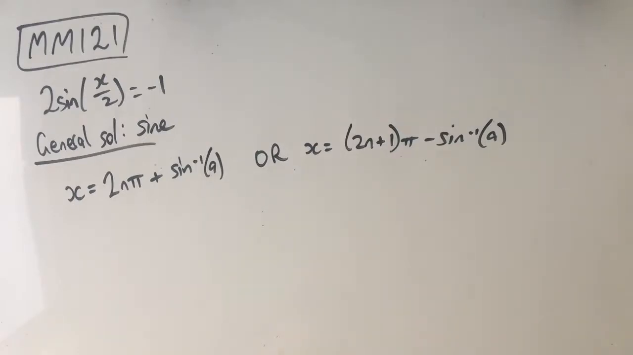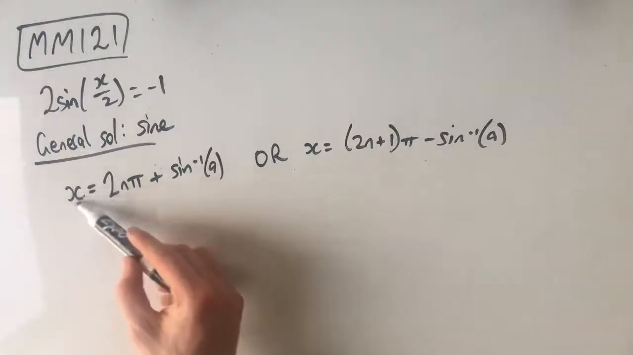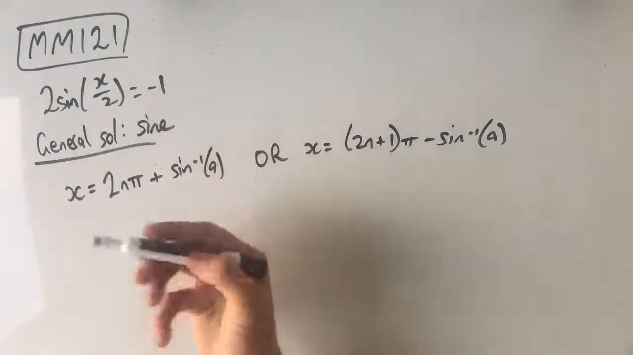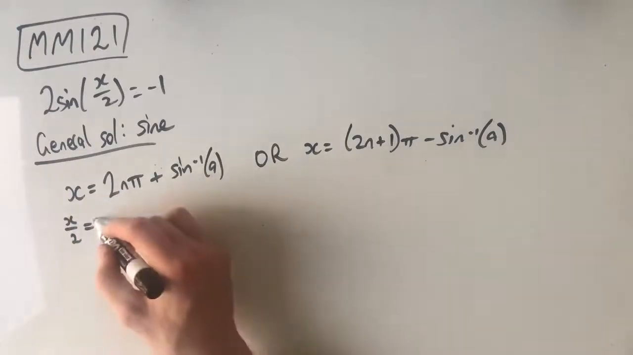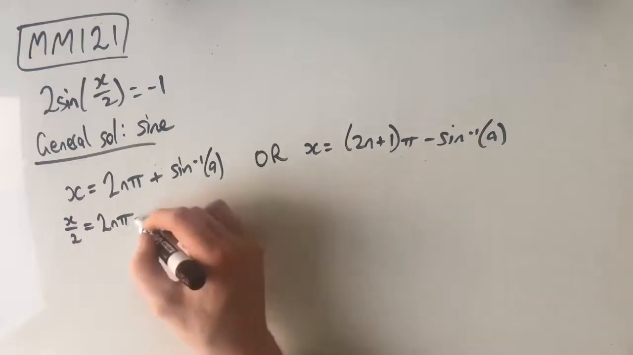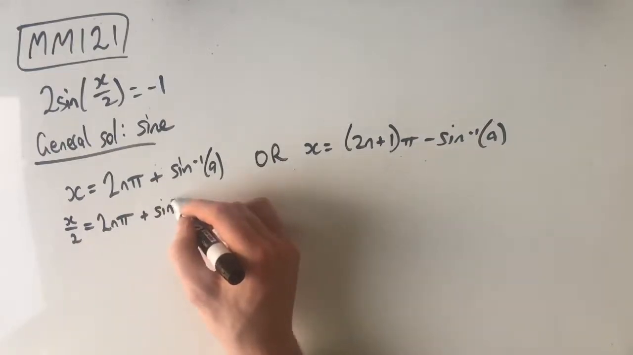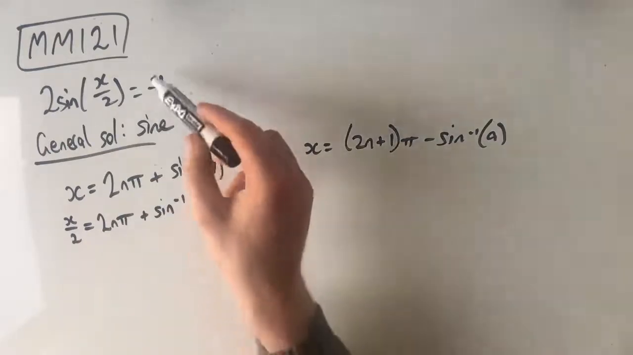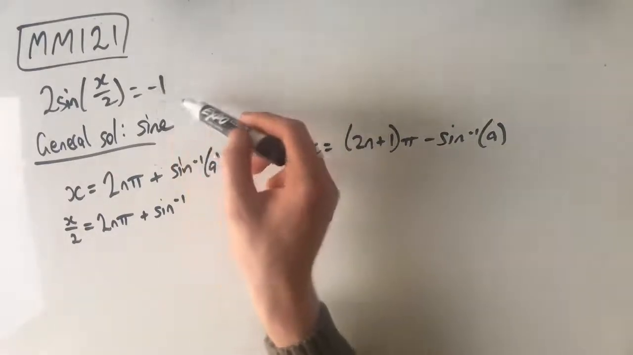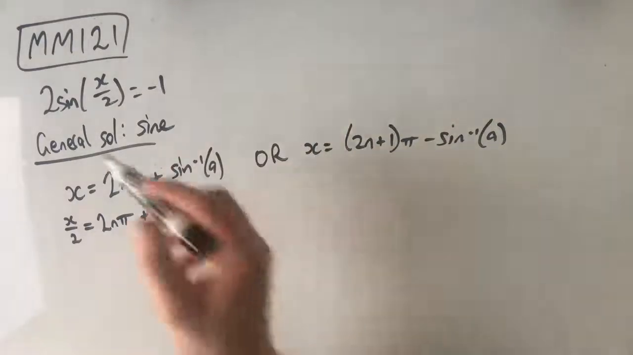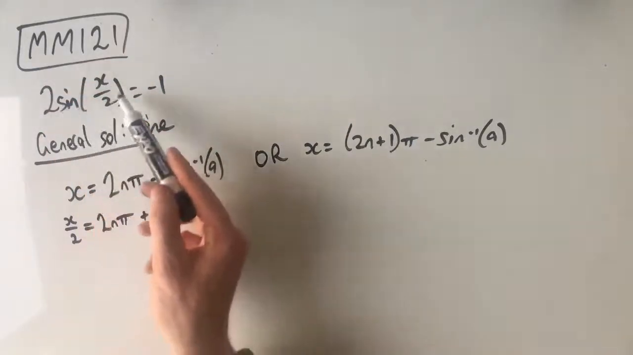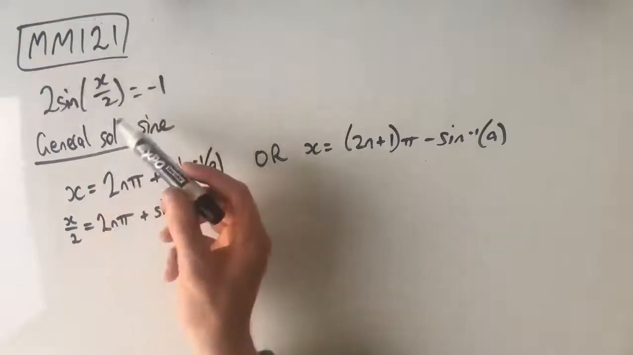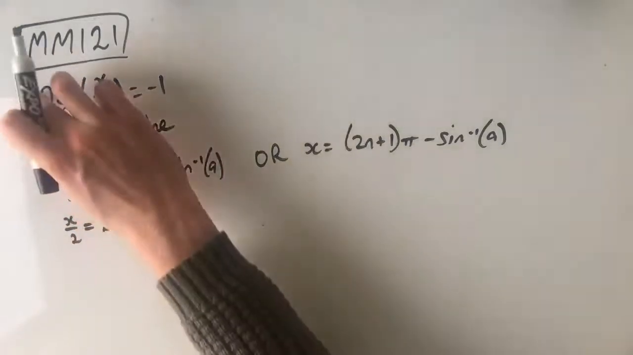So where we're going to go from here is just sub in our values. In this case, our angle is actually x on 2. So we need to replace this x with x on 2, which means we get x on 2 equals 2n pi, that just stays the same, plus inverse sine of a, where a is going to be our value of this side. Now before we actually work out what a is, we have to get rid of this 2 on this side, because the general solution is only used when you only have sine on one side.